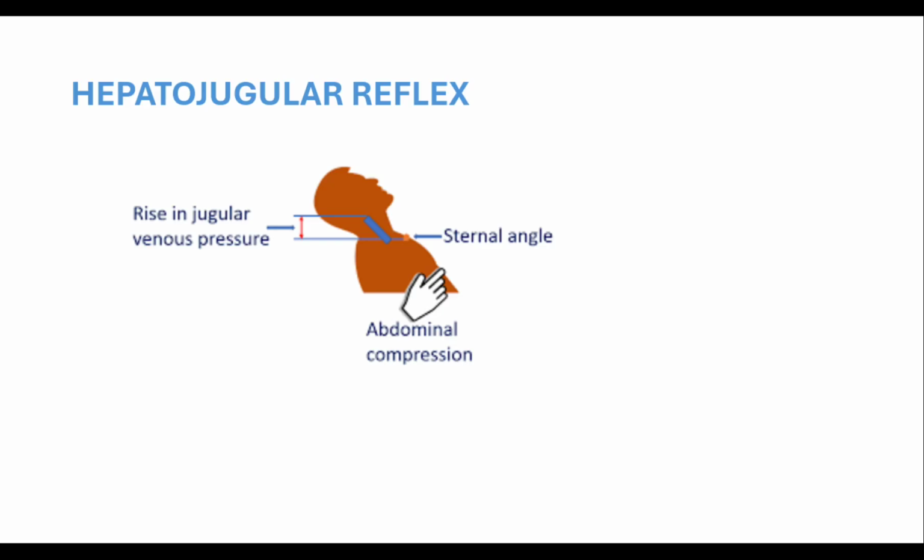Now, what is hepatojugular reflex? Hepatojugular reflex is just a reflex so that you confirm that it's JVP and not carotid pulse that you are measuring. So you're slightly compressing over the abdomen, over the liver, and then you can see a slight rise in JVP. That is called hepatojugular reflex. It's normally seen in JVP.